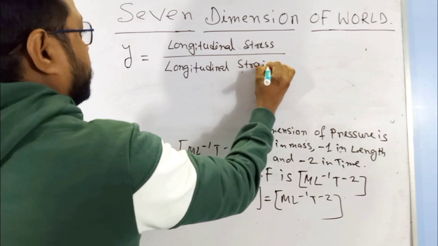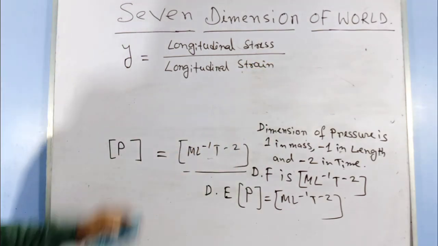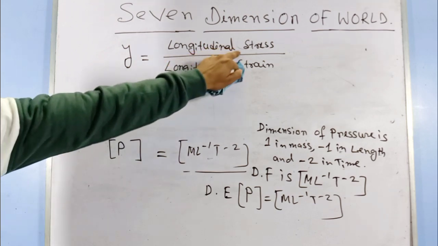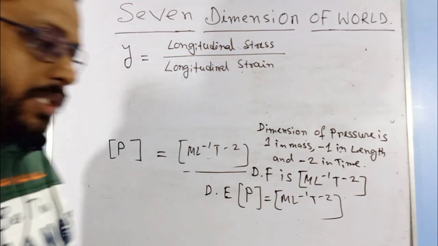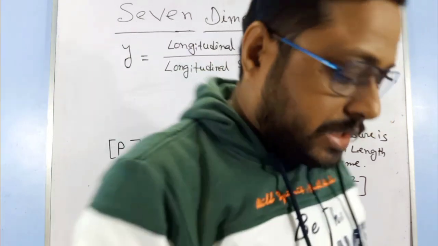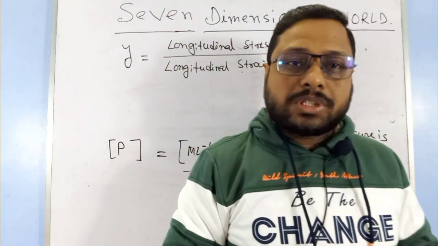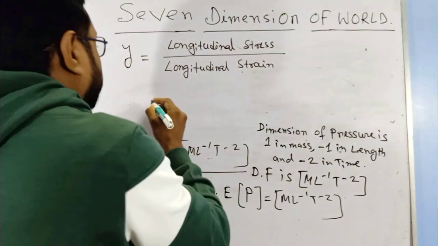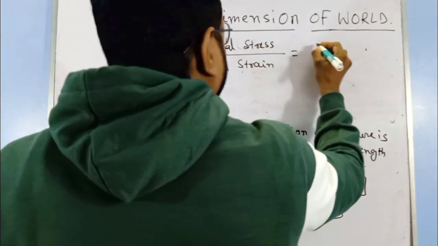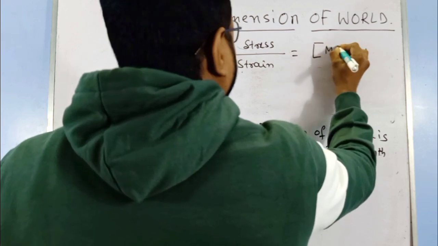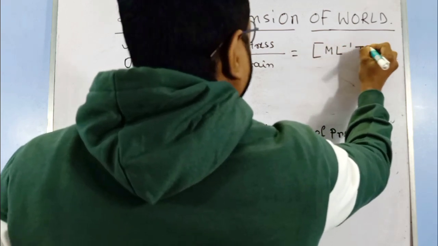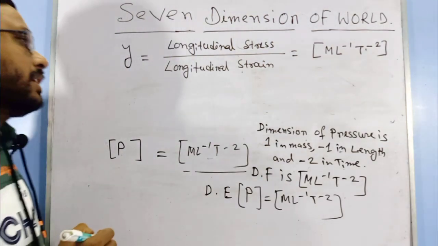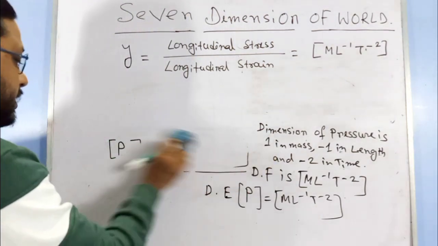Now strain is a dimensionless quantity. So the Young modulus dimension is equal to the dimension of longitudinal stress. Now stress is nothing but force upon area, that is the dimension of pressure. So it is obviously equal to the dimension of pressure, m L minus 1 T minus 2. This is the Young modulus dimension.